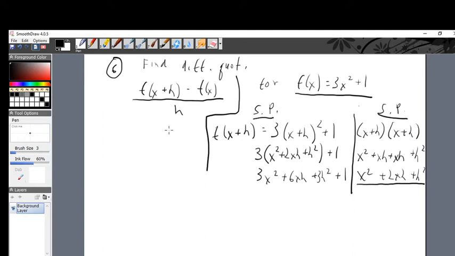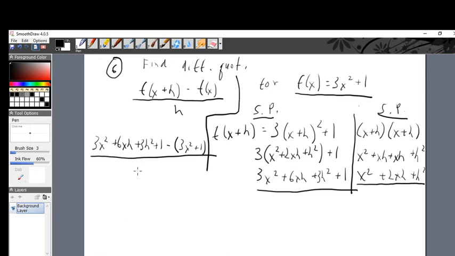Now I can come back down to the main event. What's f of x plus h? We worked it out. It's right over here. We did that work. f of x plus h is this. So I write 3x squared plus 6xh plus 3h squared plus 1. And then minus what? Minus f of x. What's f of x? It's given: 3x squared plus 1. Over h.